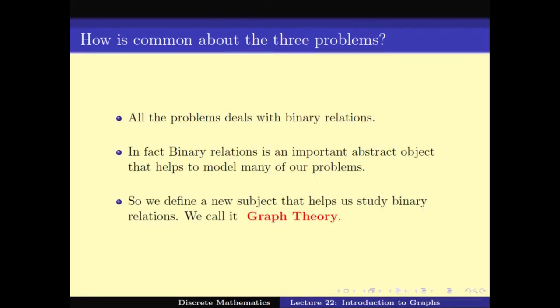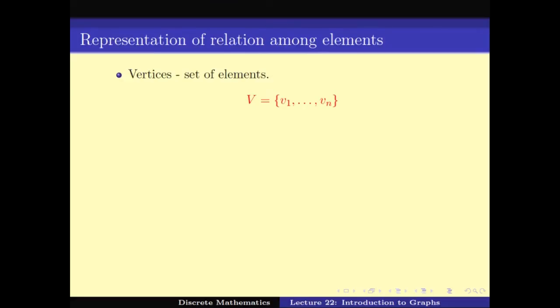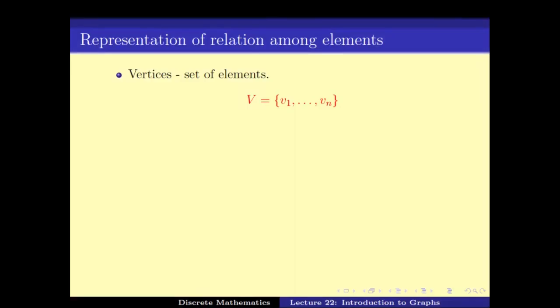And the subject that helps us study binary relations is what we call graph theory. This is what we will be studying. Now, graph theory, to start with, we have to define what a graph is. A graph is a particular representation of a binary relation. To define relations among these elements, we call the set of elements the set of vertices. So let V1 to Vn be the set of elements. The relations that we are talking about are relations on pairs of vertices. These are called edges.